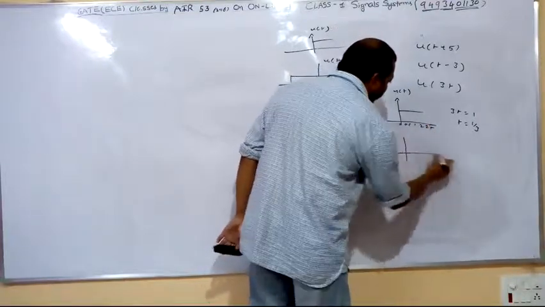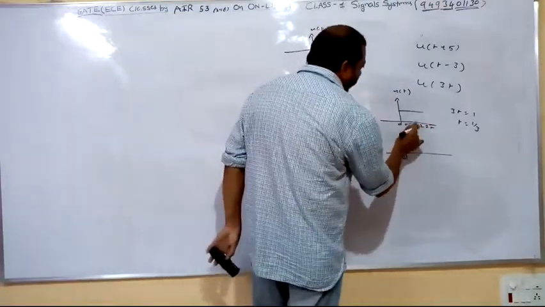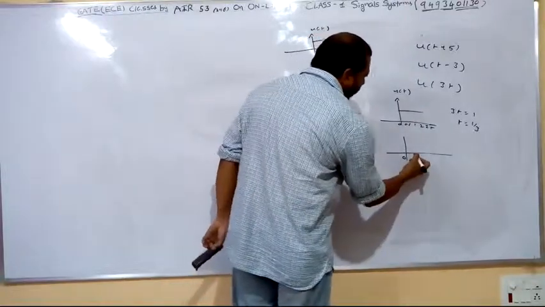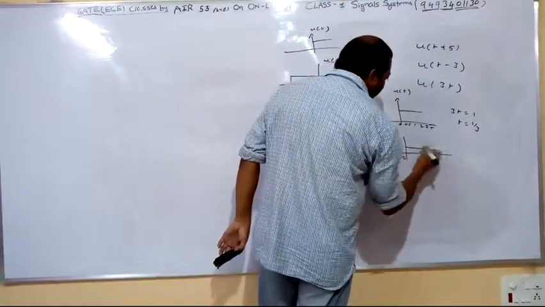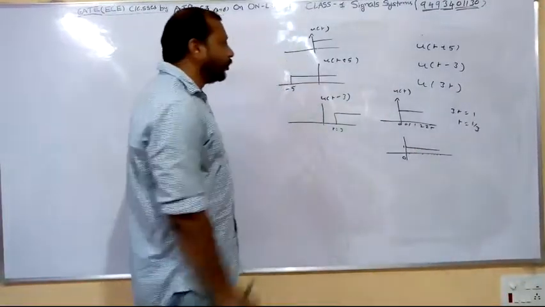If you multiply with 1 by 3, you have 0, 0.5 divided by 3, 1 by 3, 2 by 3, like that only you will get. The corresponding signal amplitude is equal to 1 only.